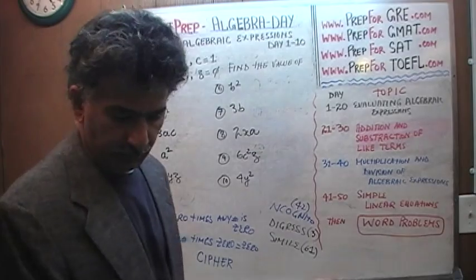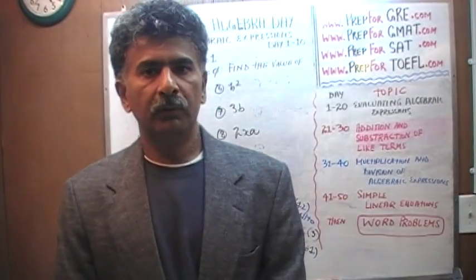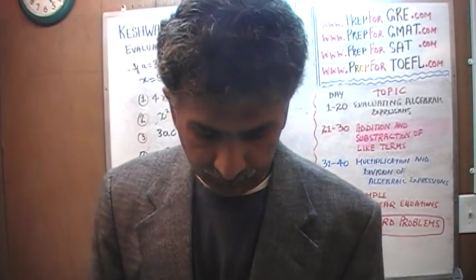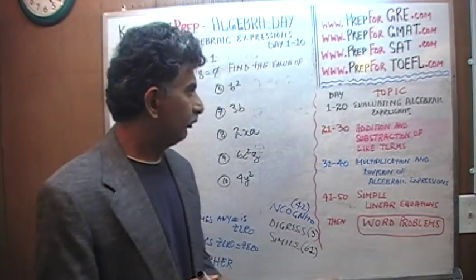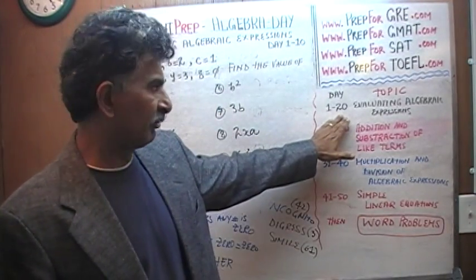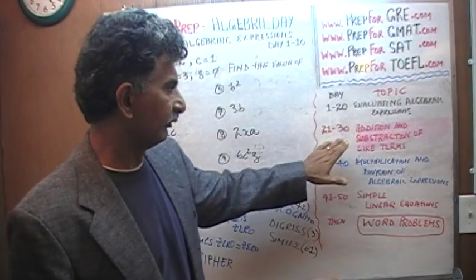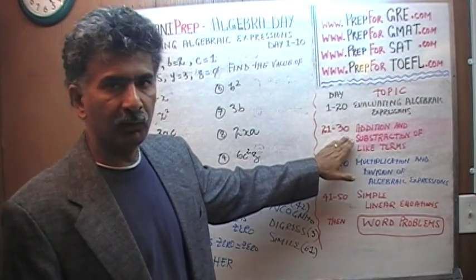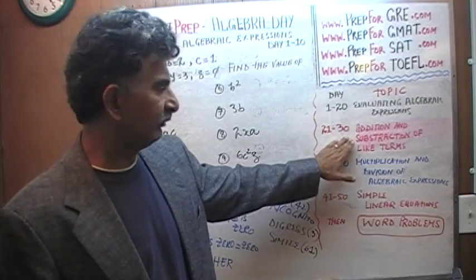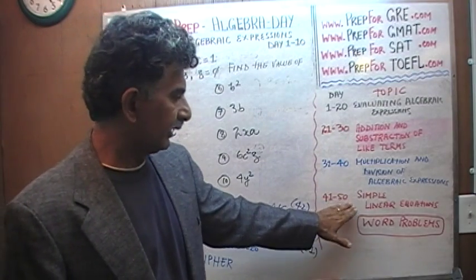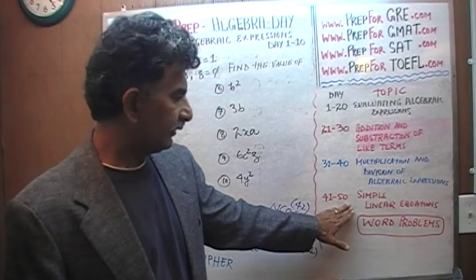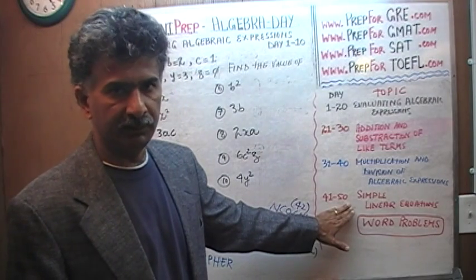Keshwani. We are here because we want to learn algebra. Today is our day number 3. In the first 20 days, we are learning how to evaluate algebraic expressions. Next 10 days, we will learn how to add and subtract algebraic expressions. Then we'll learn how to multiply and divide algebraic expressions. And then finally, day number 41 through 50, we will learn how to solve simple linear equations.